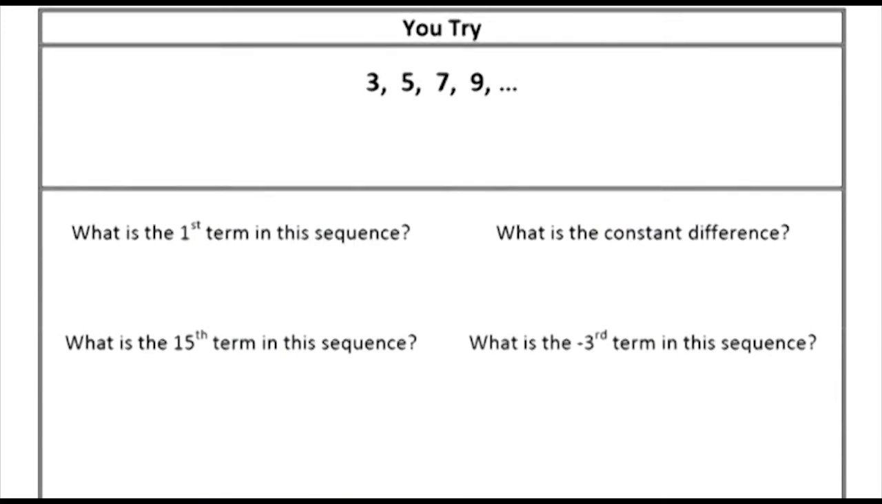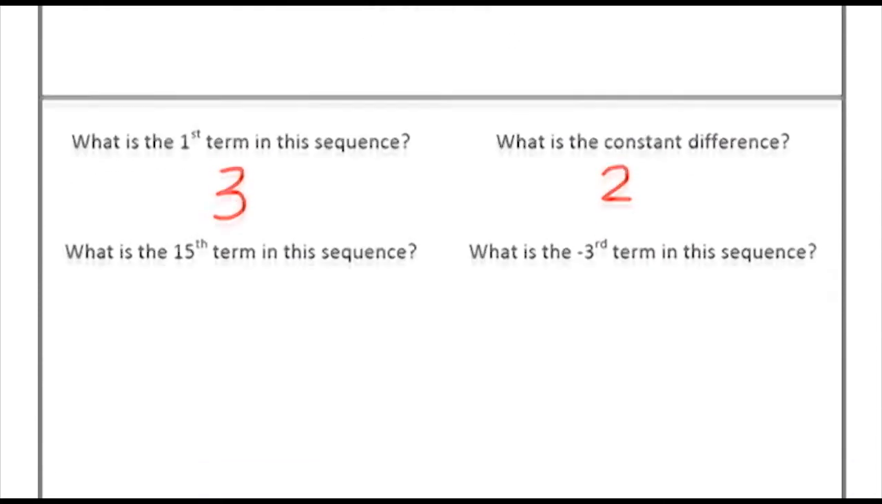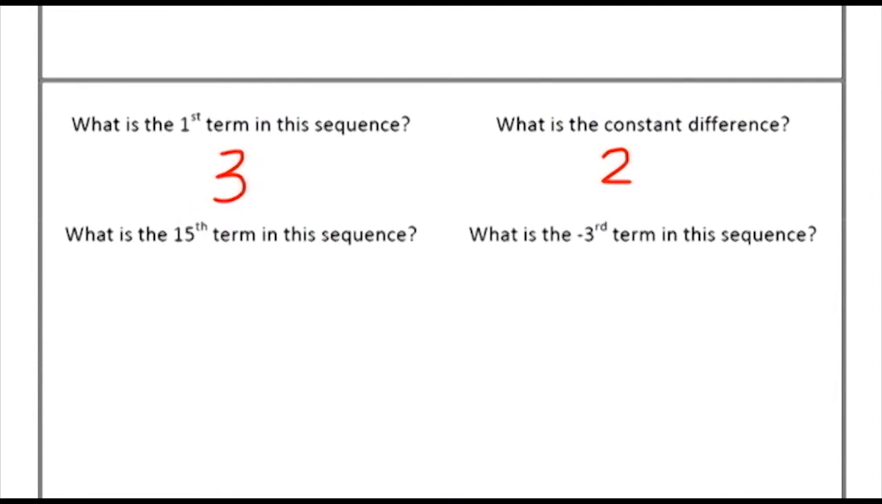Welcome back. Our first term in the sequence ended up being 3. The constant difference should have been 2. If you plugged everything in correctly, you had a constant difference of 2 and a first term of 3. We're finding the 15th term in the sequence. You should have ended up with 31 as your 15th term.